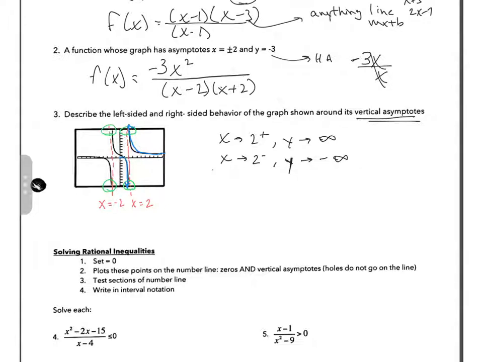Then we have the other asymptote. X is approaching negative 2 from the right. X is approaching negative 2 from the left. And we're going to write down what y is doing. So let's take a look at this. So negative 2 from the right, coming at negative 2 from over here. You can see that's this end right here, so it is going up. And then our last end, the one we haven't talked about, is pointing down to negative infinity.